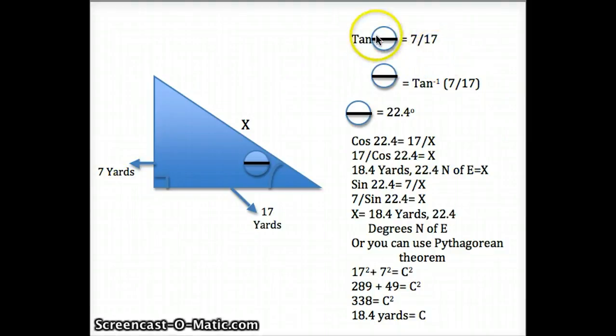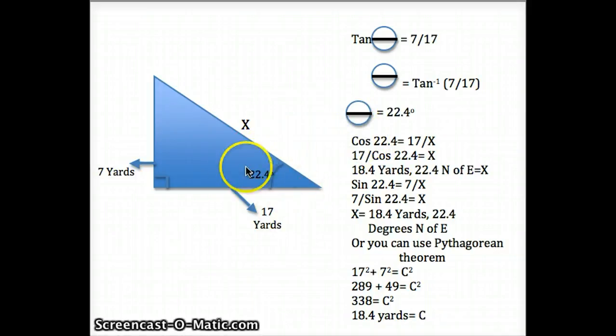Now you would need to isolate theta and move tangent to the other side. So your new equation would be theta equals arctangent of 7 divided by 17. Once you simplify that, you would get theta equals 22.4 degrees. Now I'm just going to replace theta with our known angle.